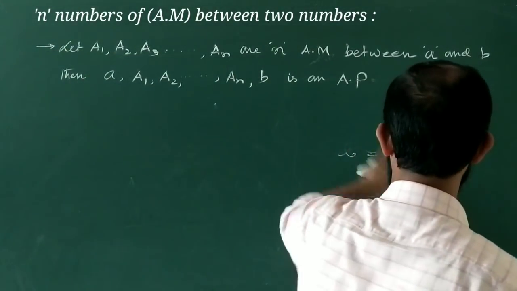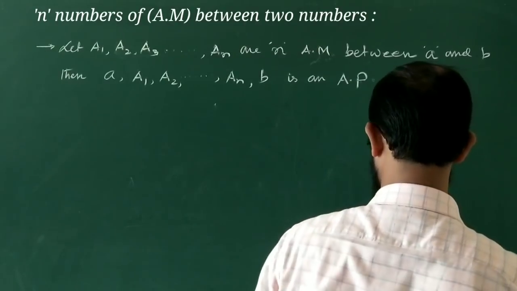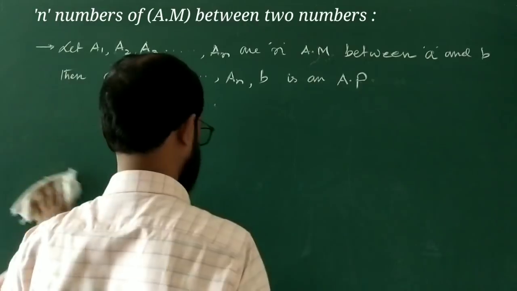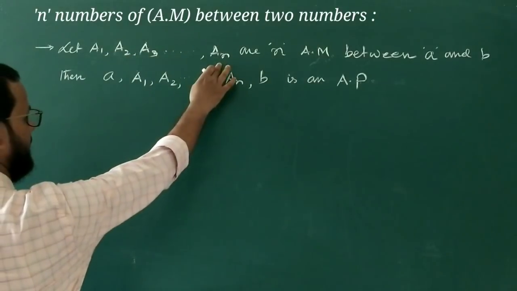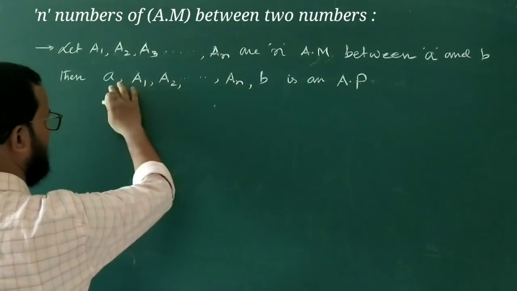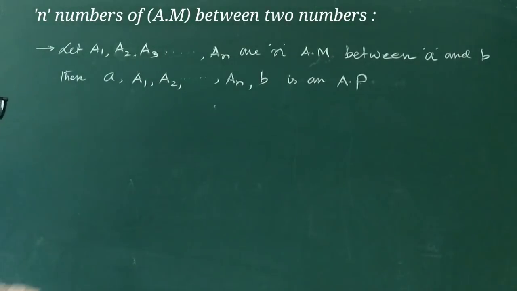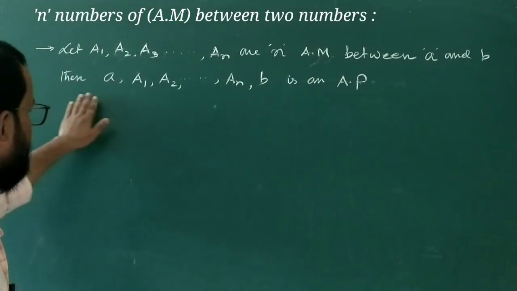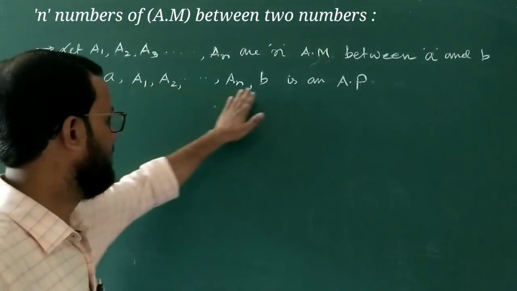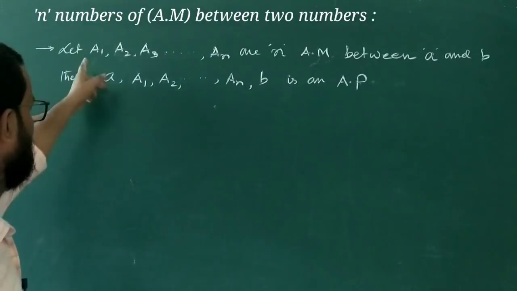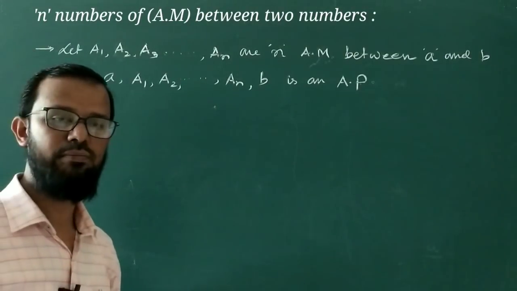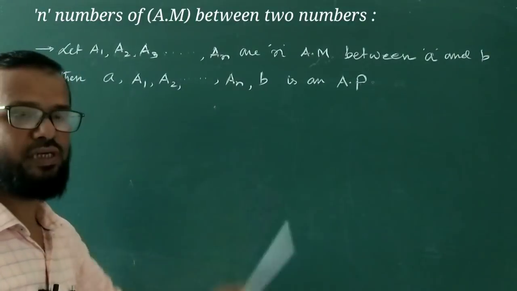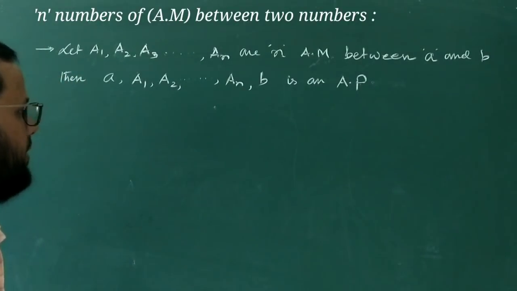Now here you see I have written there are n numbers inserted between A and B. These n numbers, A1 to An, are inserted between A and B. And if these n numbers together with A and B form an AP, then all these numbers A1, A2, A3, dot dot dot An are called arithmetic means between A and B. There are n arithmetic means.